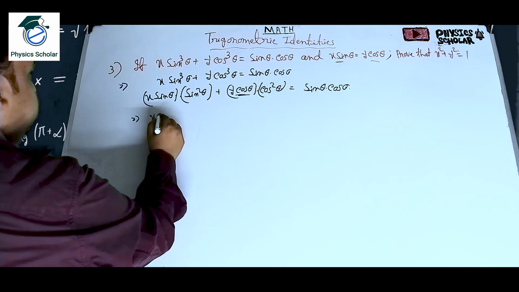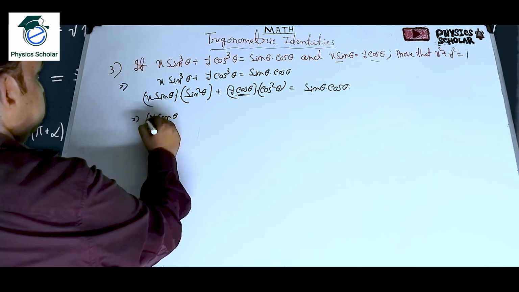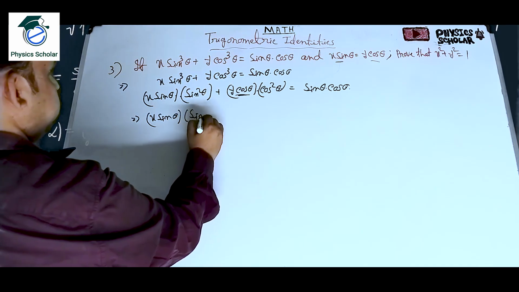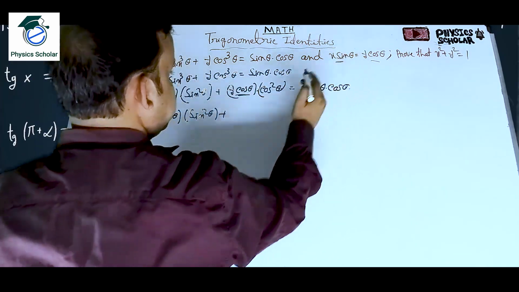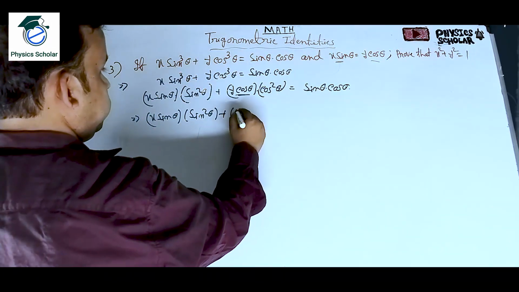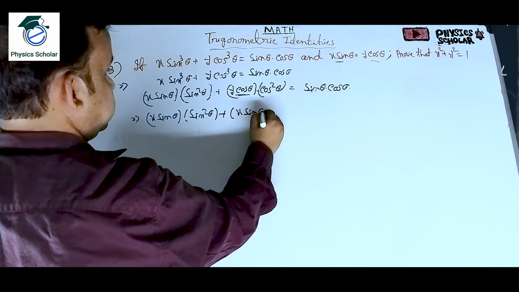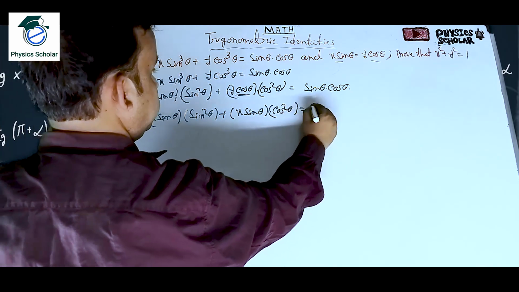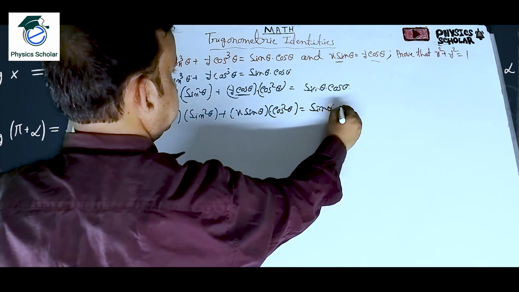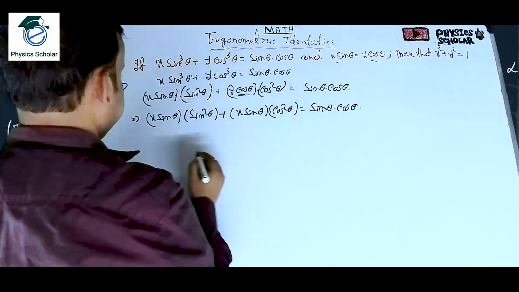So x sin theta into sin square theta plus y cos theta means what? Y cos theta means x sin theta, it is given. Okay, so x sin theta into cos square theta is equal to sin theta into cos theta.